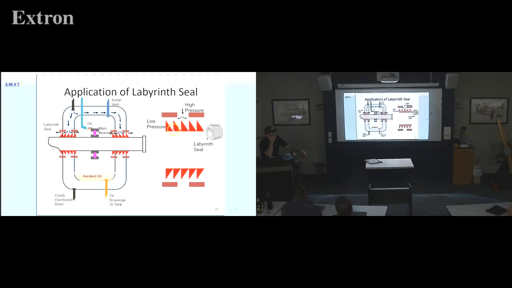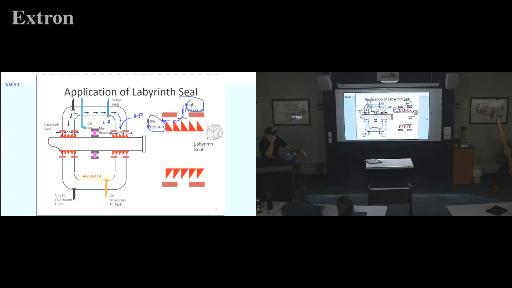So here are the fins replicated. Here's the bleed air. So when the air comes through and it passes these fins, we get a pressure drop. So we get high pressure here and low pressure here. So that means we have a low pressure area in here and a high pressure area here.